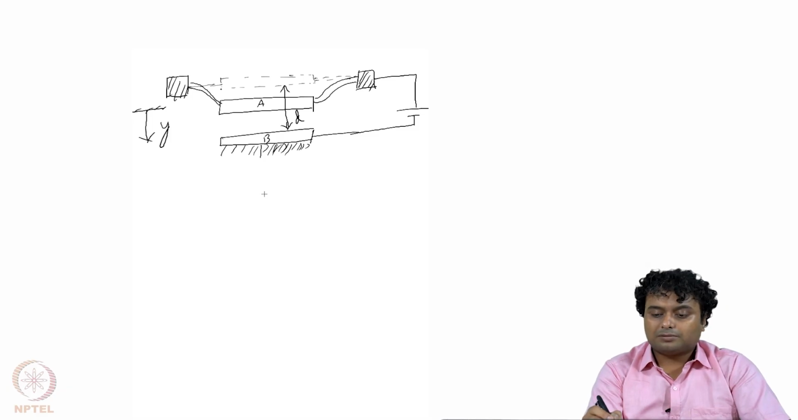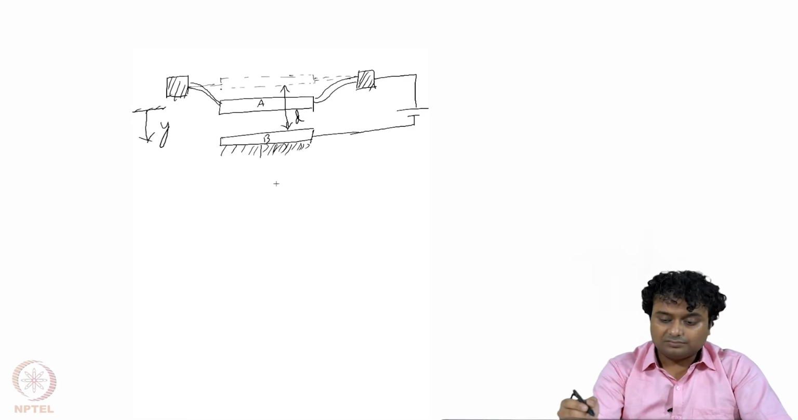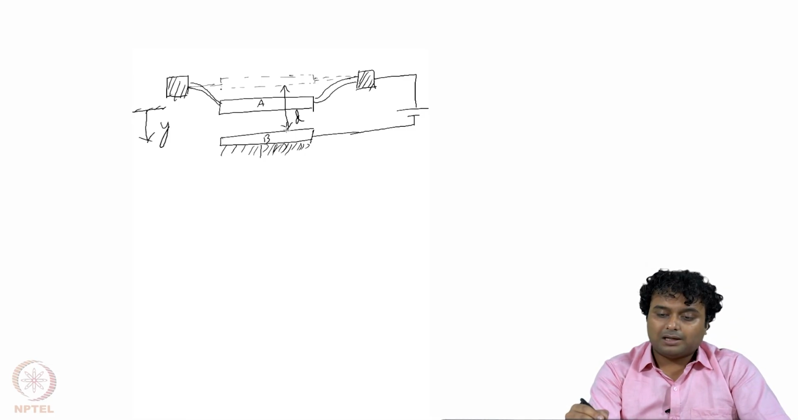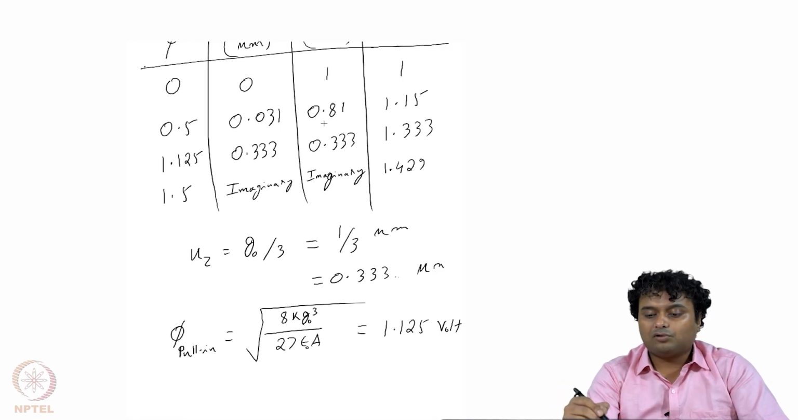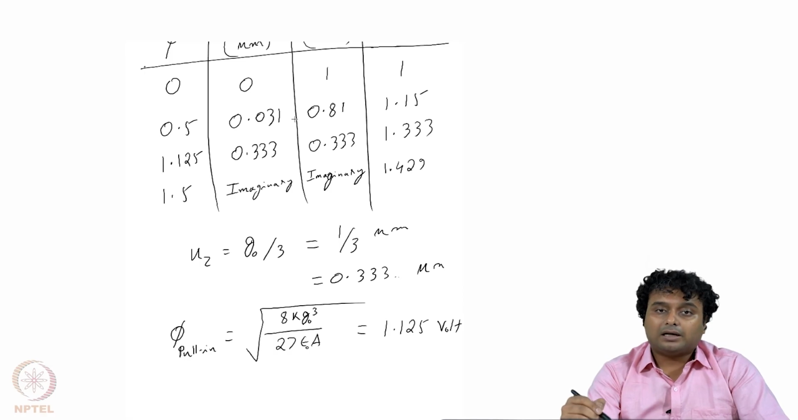Now this kind of structure can also be used as a variable capacitor. How? If we apply different potentials, then the top electrode will be attracted towards the bottom electrode, and accordingly with different potentials we can make it stable at different positions. As we have seen, for different voltages we get different possible routes, and there we can make the cantilever or the top plate stable at different positions.